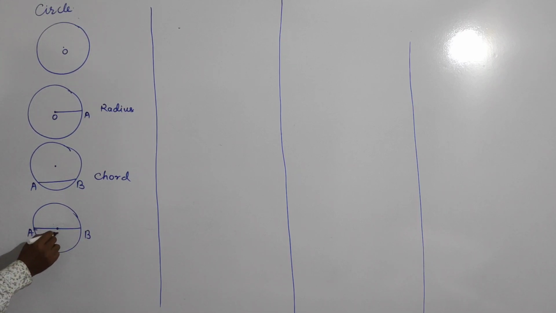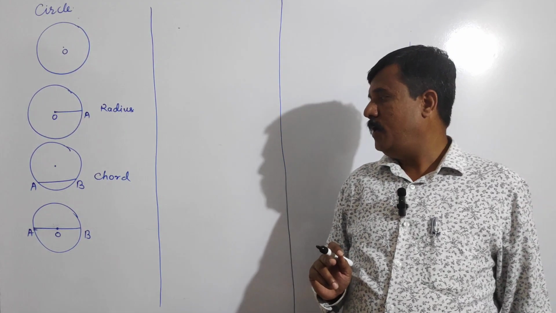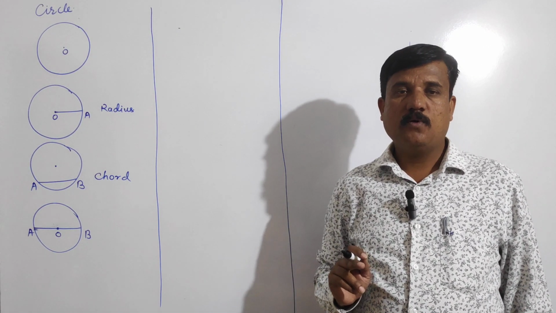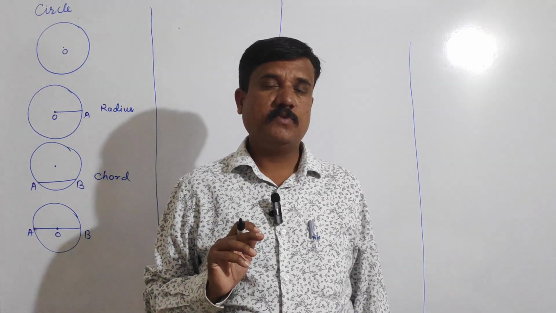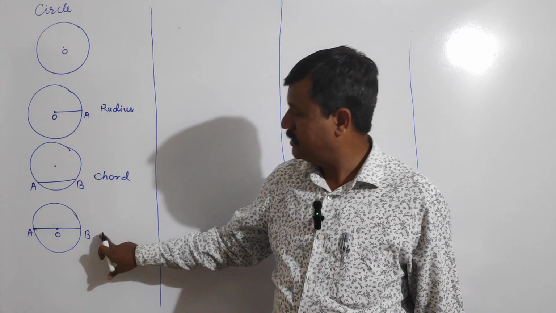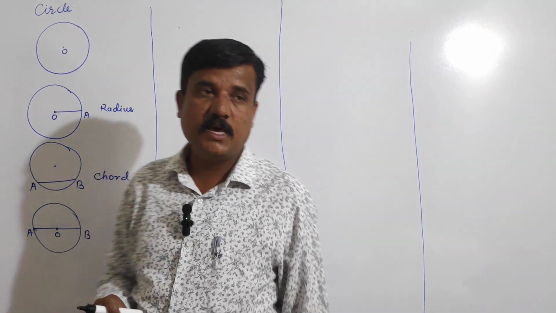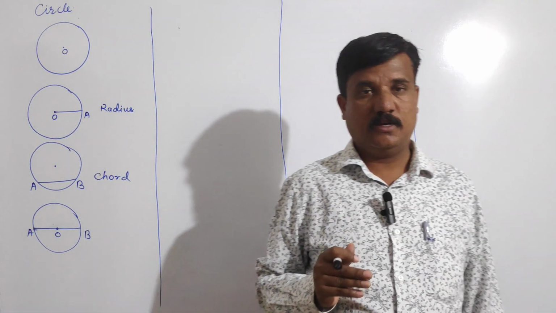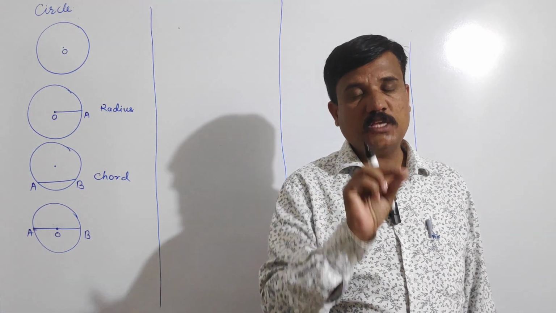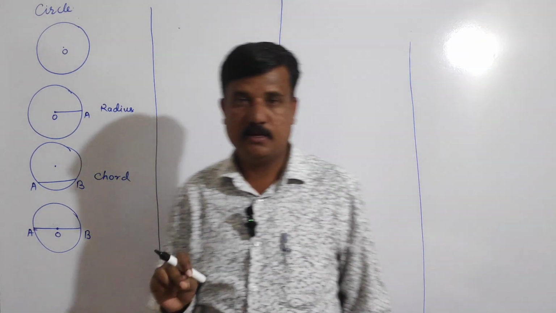What is this now? AO, OB. This is the diameter, not the chord. What is the difference between diameter and the chord? You can say it is a chord, but first it is a diameter. The diameter is a line segment which passes through the center of the circle.